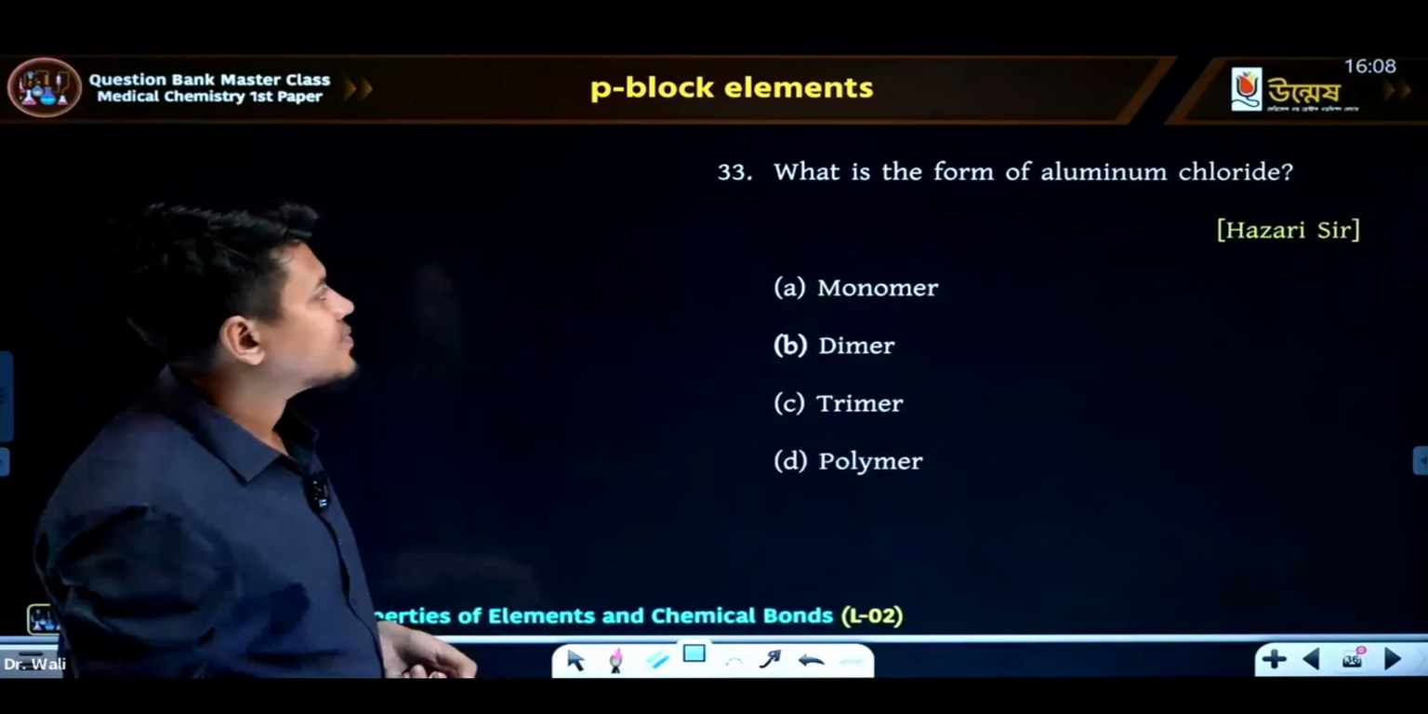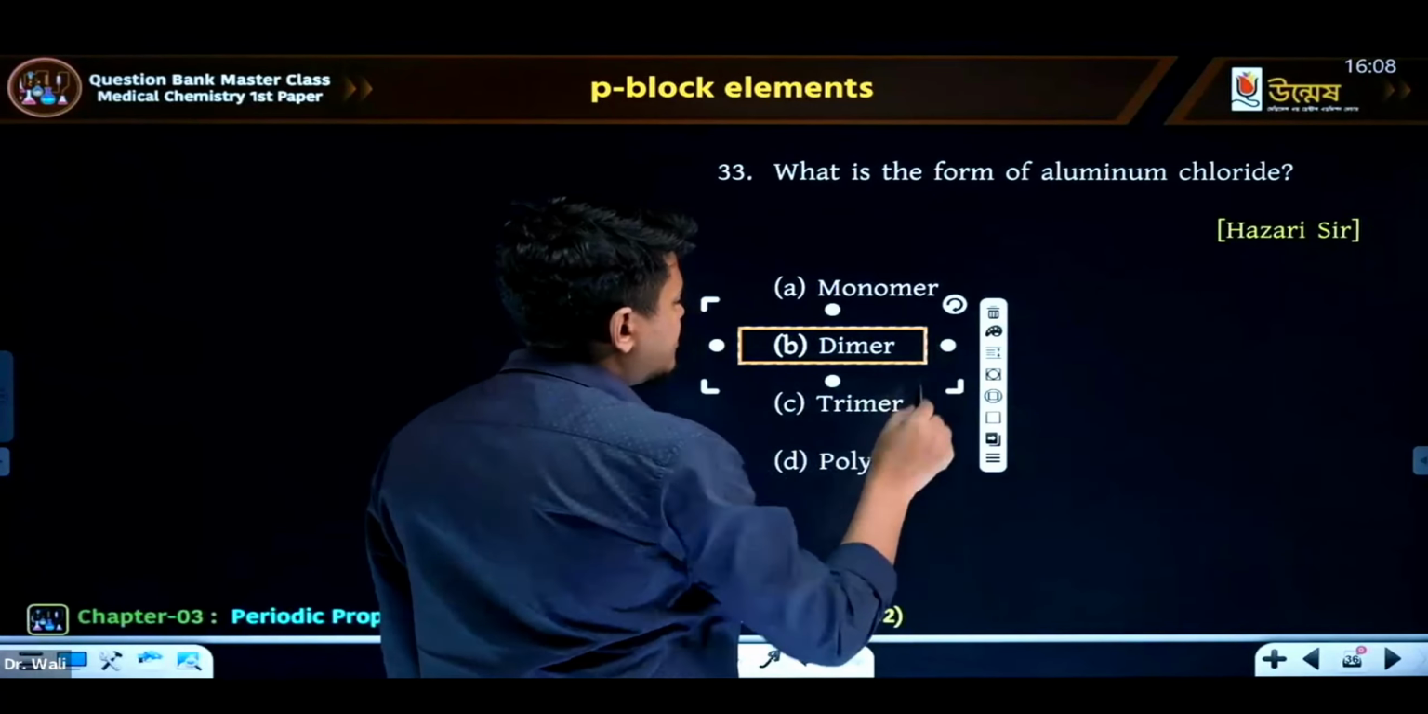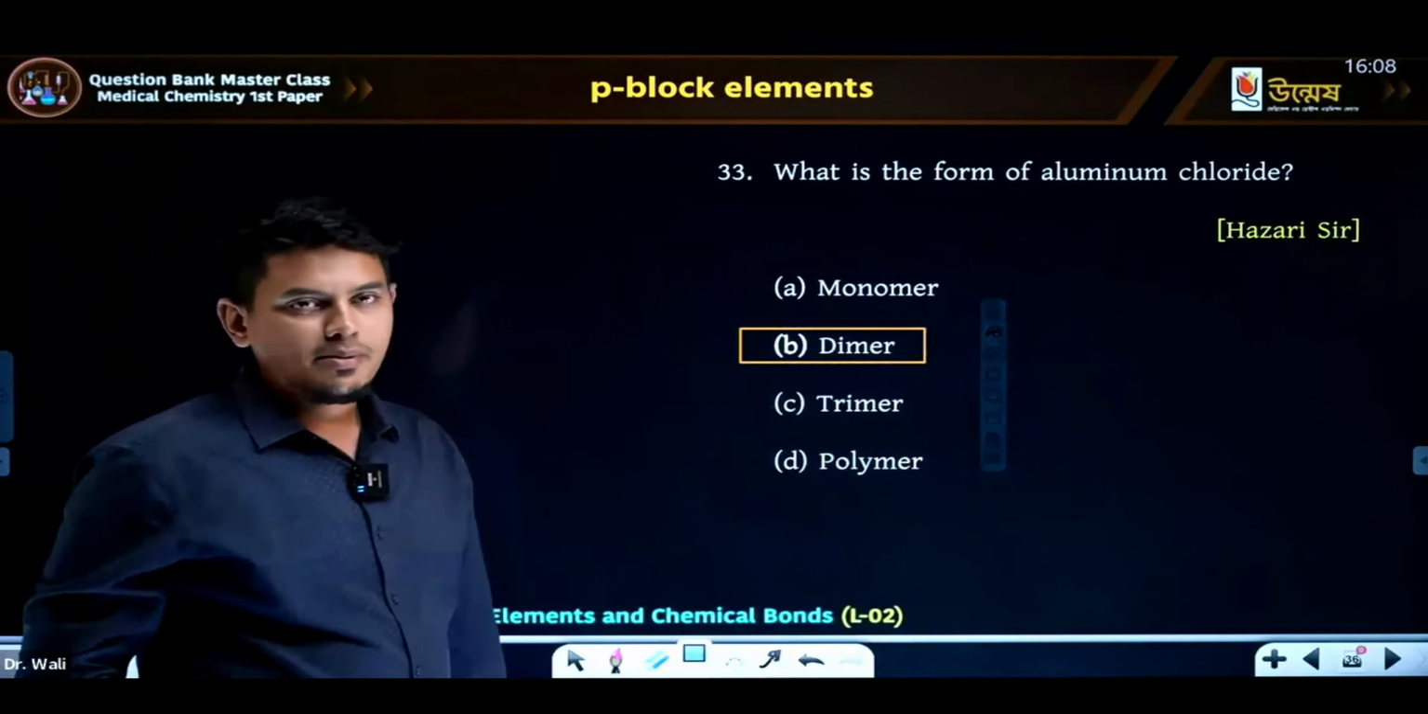That bollam represents beryllium oxide. What is the form of aluminum chloride? Actually, aluminum chloride stays in dimer. One aluminum chloride binds with another to form the dimer. We will discuss the structure in an upcoming question.